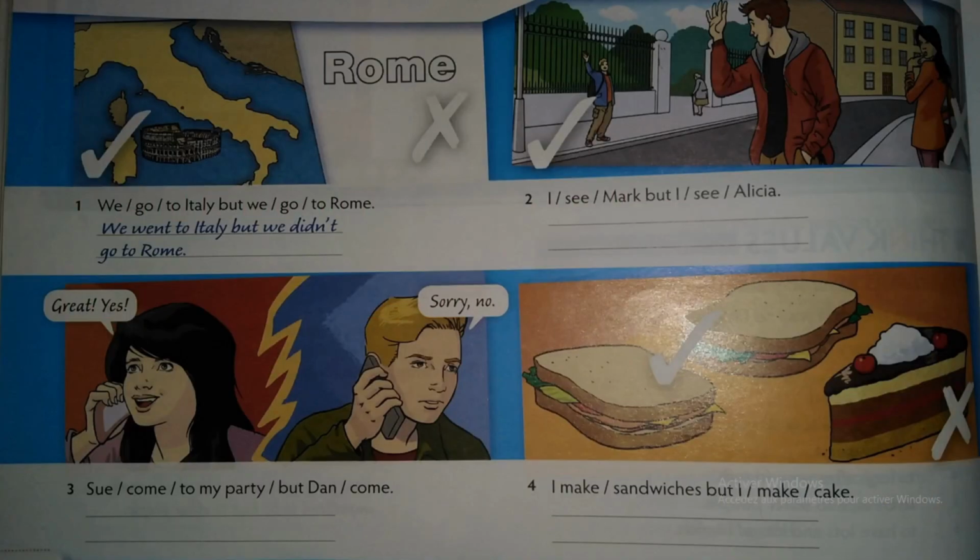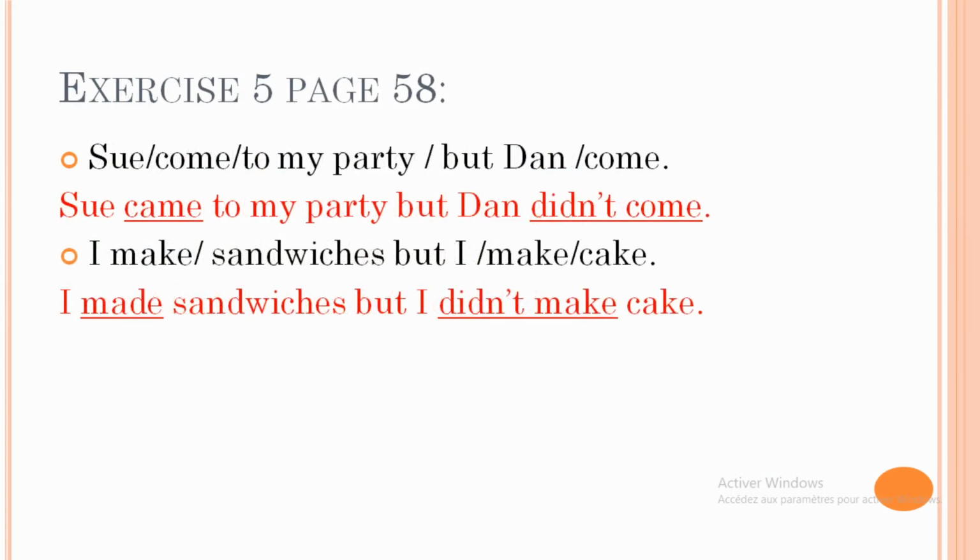Number 4, I make sandwiches, but I make cake. We have the correct sign for sandwiches and the cross for the cake. That means that the guy or the girl, I made in the simple past, I made sandwiches, but I didn't make cake. So I made sandwiches, but I didn't make a cake.